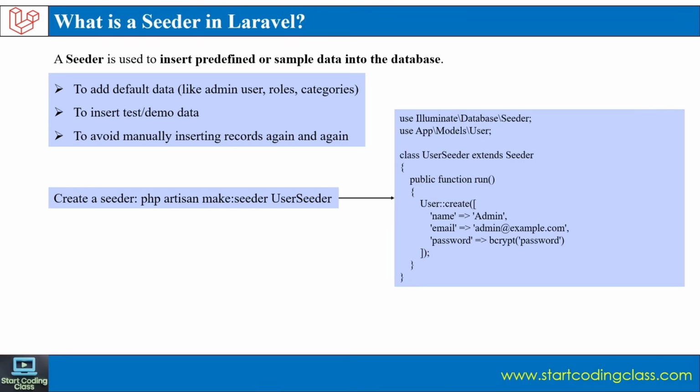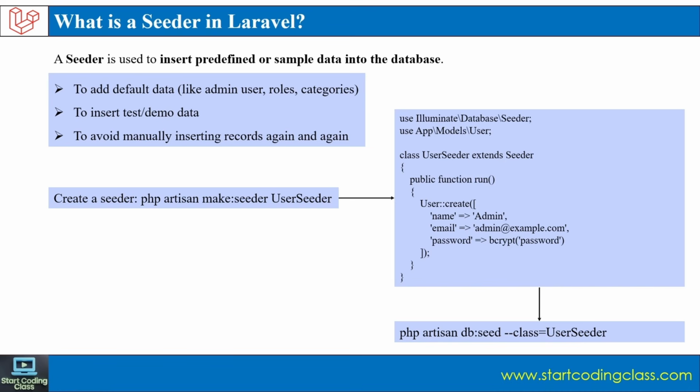So when we hit this command in our command prompt, it will generate a file called UserSeeder with this structure. You can write there, if you want, in the user table: name admin, email admin@example.com, password is password. Then you have to write this command, php artisan db:seed --class=UserSeeder, and you hit the enter button.